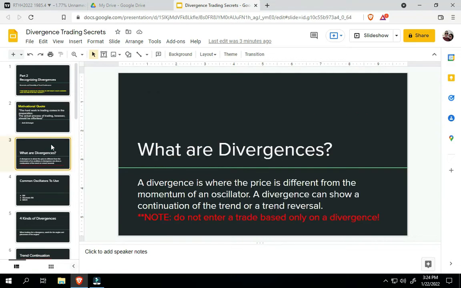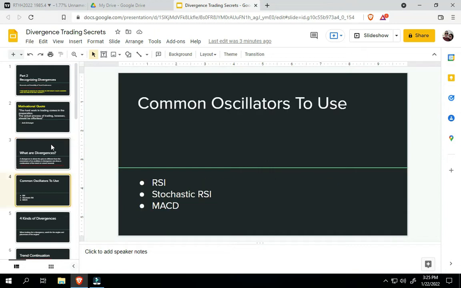So we're going to start off understanding what divergences are. A divergence is where the price is different from the momentum of an oscillator. A divergence can show you a continuation of a trend or a trend reversal. I would like to add, do not place your trade based only on a divergence. You need a confirmation that either a trend is continuing or that a trend is reversing. So in confluence with price, you need an oscillator that will show a divergence.